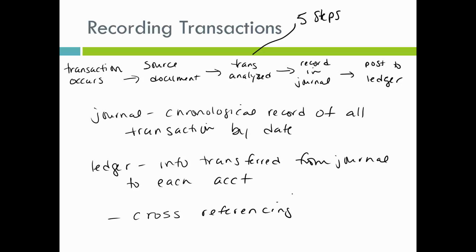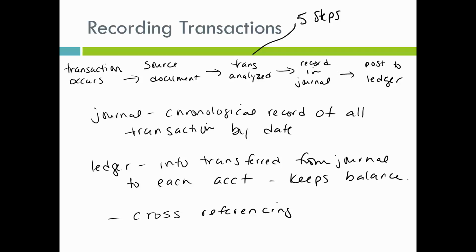So the journal keeps track of everything, but let's say I need to figure out what the balance is in cash. I don't want to have to go through 6 pages of journal entries, look for all the increases to cash, all the decreases to cash, and add them all up and figure out my cash balance. So the ledger shows all the activity related to one specific account, and it keeps a running total of the balance.